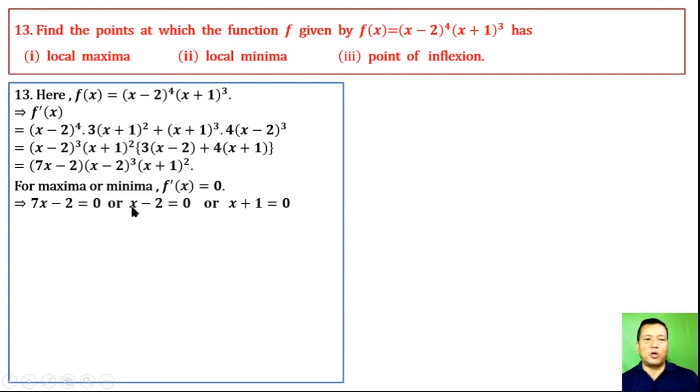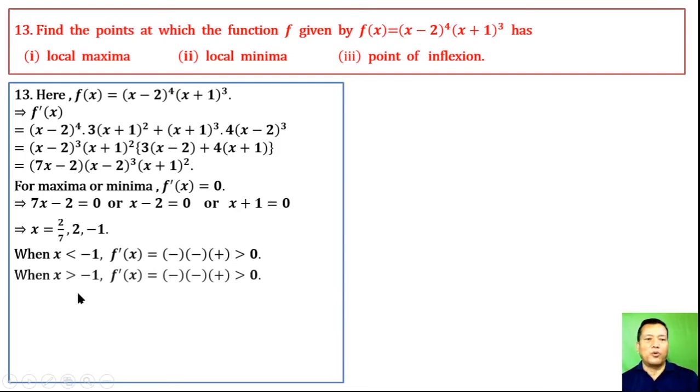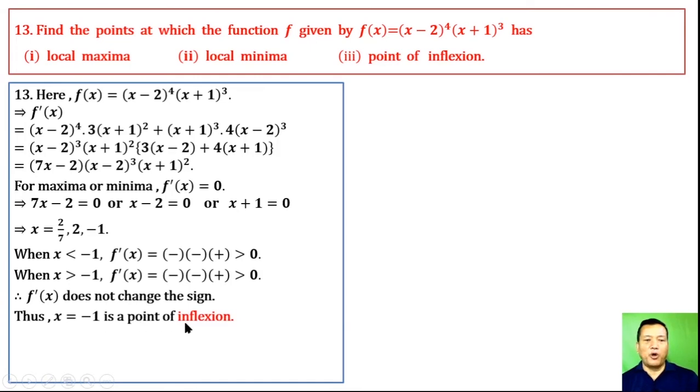get this equal to 0, or x minus 2 equal to 0, or x plus 1 equal to 0. Solving for x, we have three values of x, that is 2 by 7, 2, minus 1. When x is less than minus 1, f dash x is minus, product plus, their product is positive. When x is greater than minus 1, f dash x is minus, plus, their product is positive. Therefore, f dash x does not change the sign. Thus, x equal to minus 1 is a point of inflection.